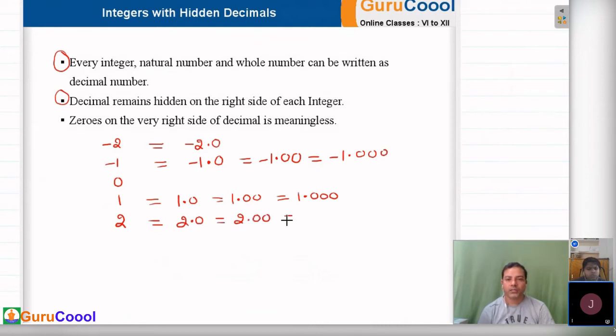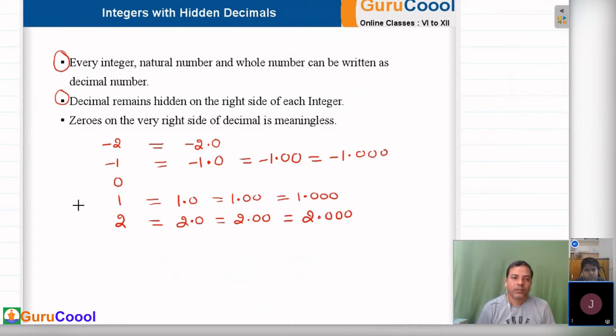You can write 2.000, or more than that also. You can write four zeros, five zeros, whatever you want to write. As many zeros as you want, you can write. That means decimal always remains hidden with the natural numbers, with integers, with whole numbers, etc.